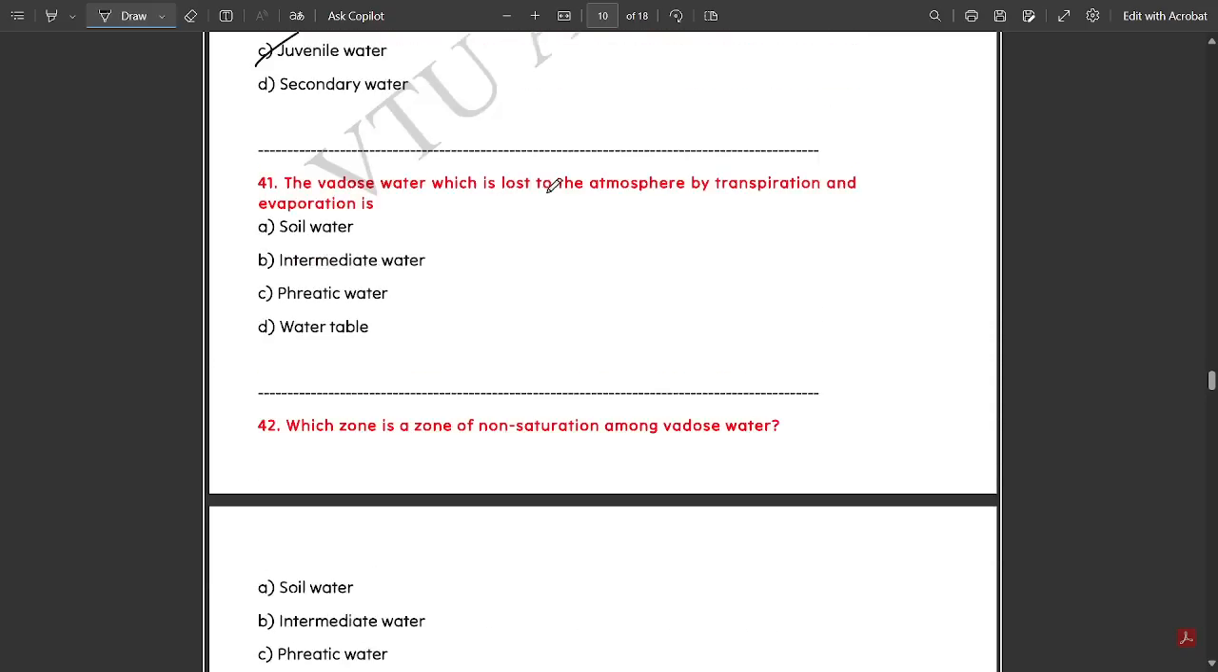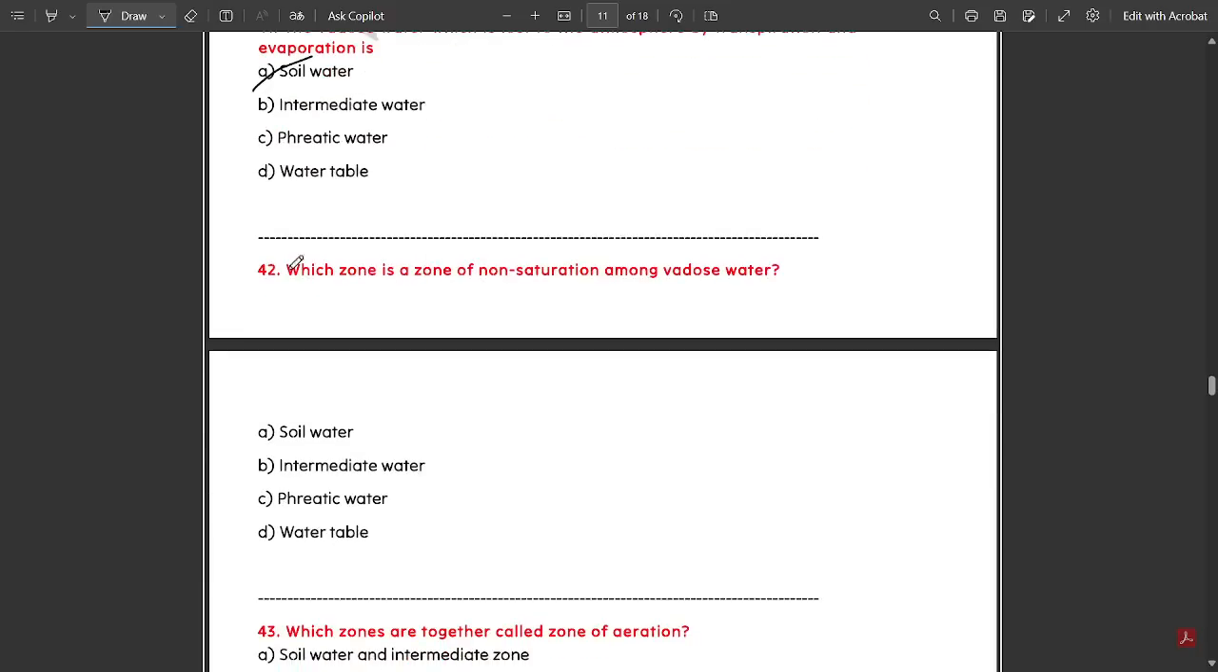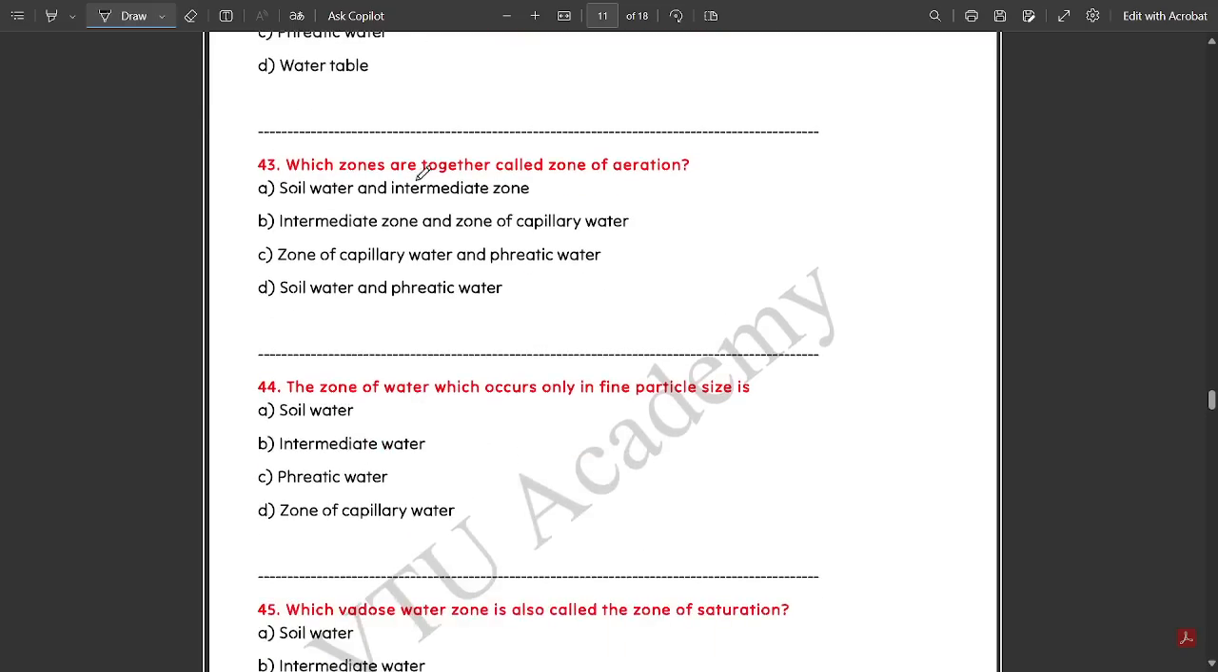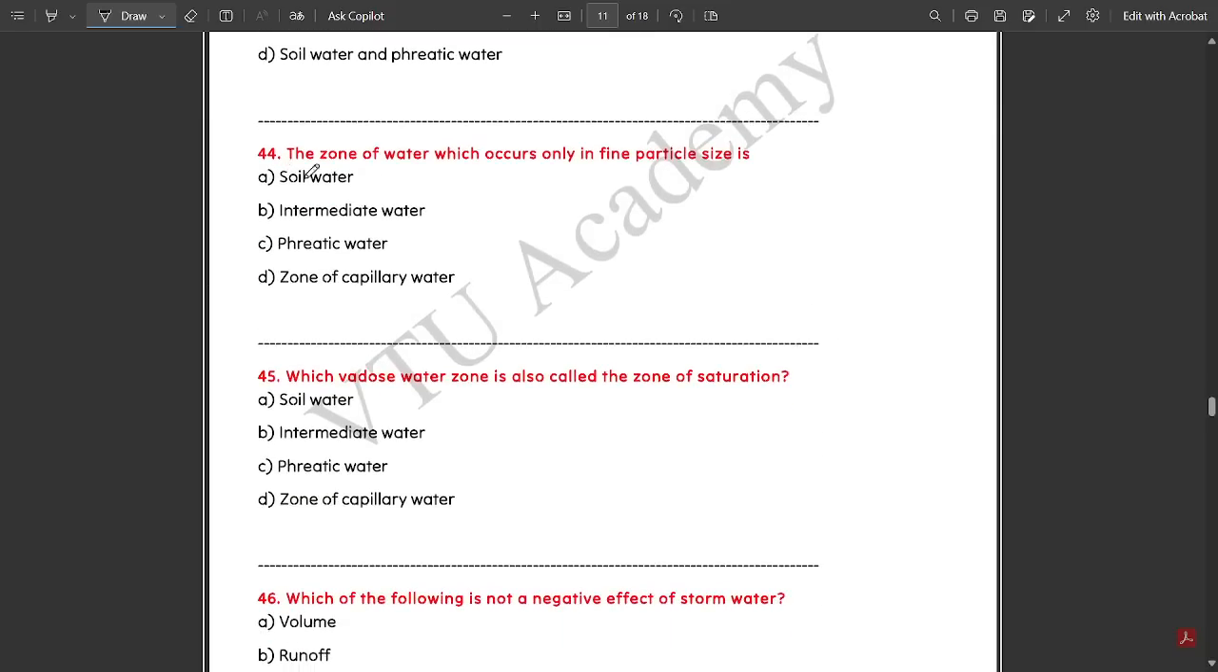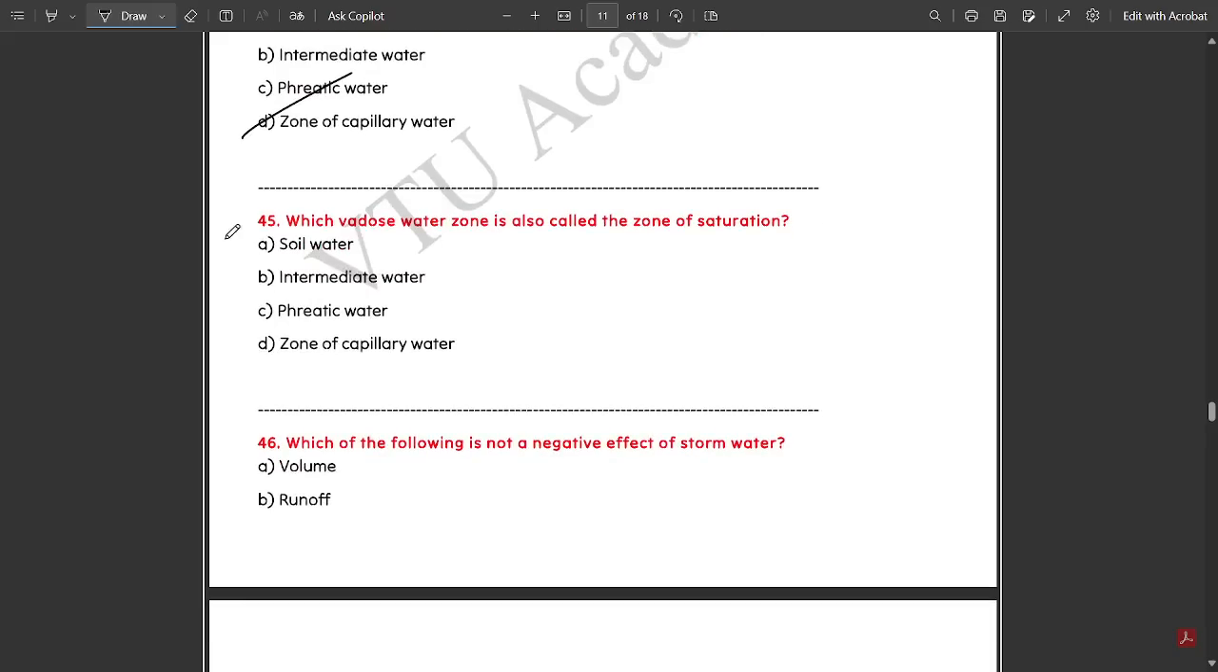The Vadose water, which is lost to the atmosphere by transpiration and evaporation, is called soil water. Which zone is a zone of non-saturation among Vadose water? The answer is intermediate water. Which zones are together called the zone of aeration? The answer is soil water and intermediate zone. The zone of water which occurs only in fine particle size is called the zone of capillary water. Which Vadose water zone is also called the zone of saturation? The answer is phreatic water.